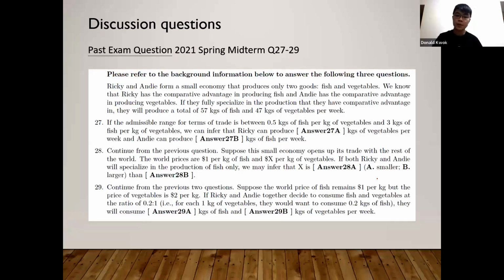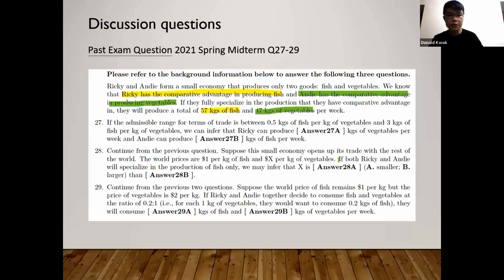So let's skim through the question first. We have the information that Ricky has the comparative advantage in producing fish, while Andy has the comparative advantage in producing vegetables. And at the point of complete specialization, they will have 57 fish and 47 vegetables. So this means that all 57 fish must be produced by Ricky, and the remaining 47 vegetables will be produced by Andy. So this is how we can interpret the numbers.